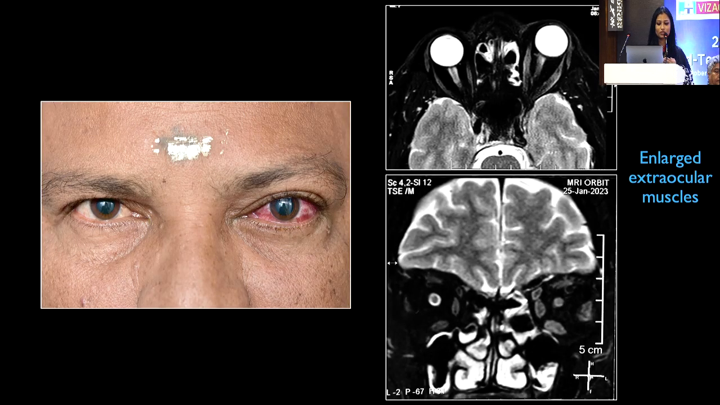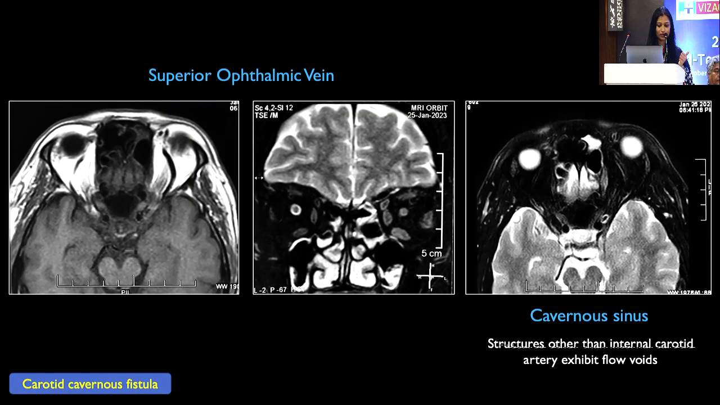Let's look at this patient who was a 45-year-old male. He presented to us with left eye proptosis, congestion, watering, and eyelid retraction. At initial glance, we can see that the extraocular muscles are enlarged. There's a little bit of tendon sparing that we can see. But we have to look beyond this as well. We have to look closely at other structures also, such as the superior ophthalmic vein, which is dilated here. We can also see that there are structures other than the internal carotid artery which exhibit flow voids within the cavernous sinus. So this was actually a carotid cavernous fistula.